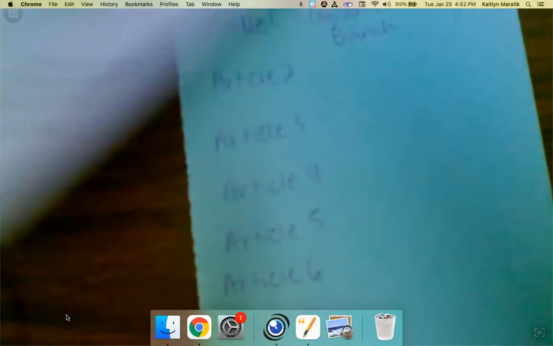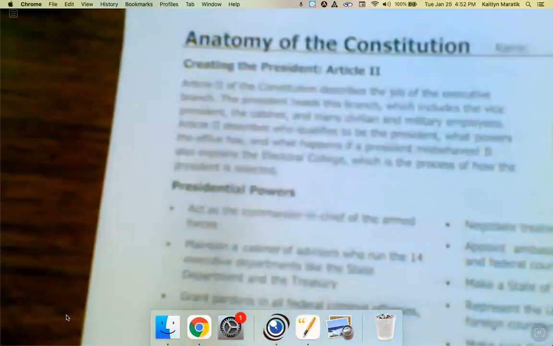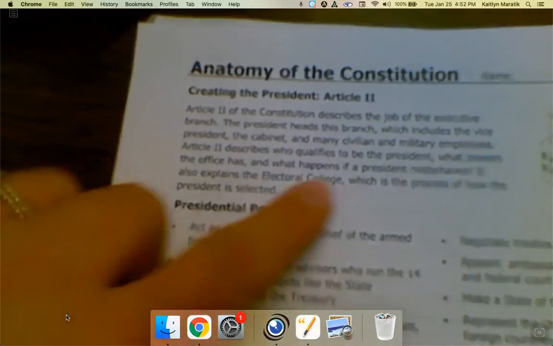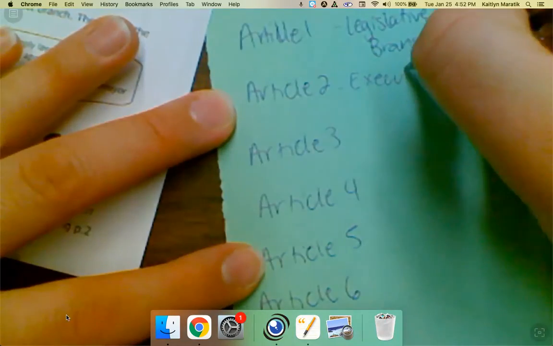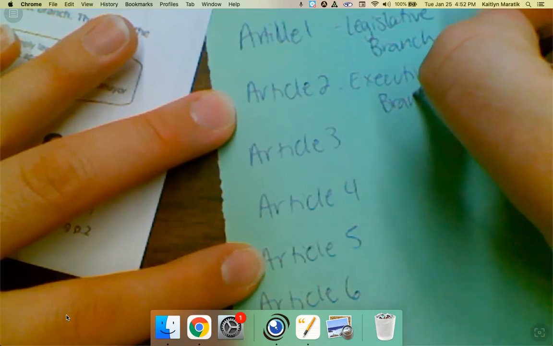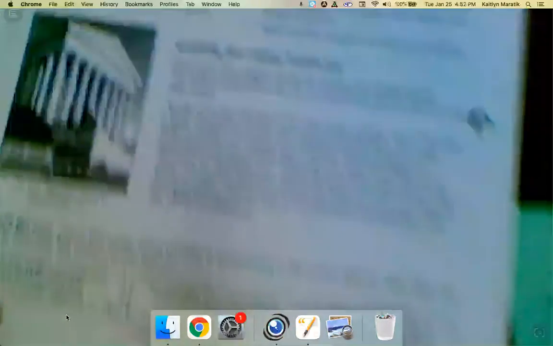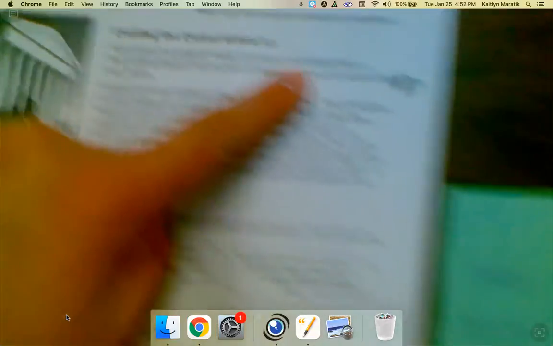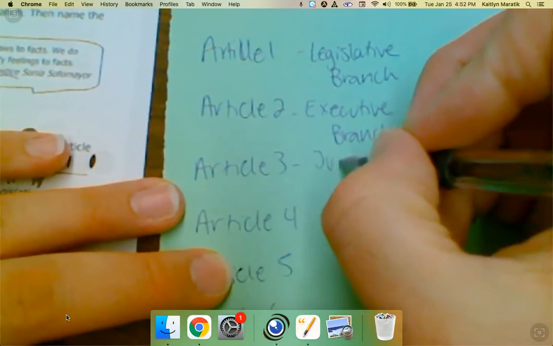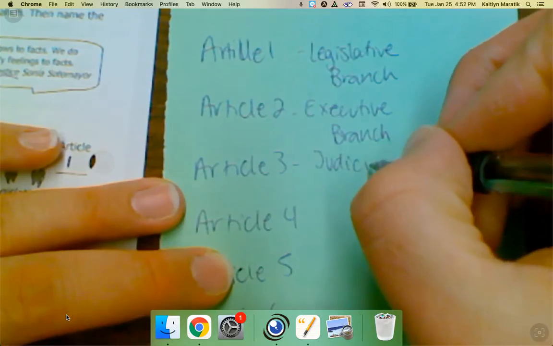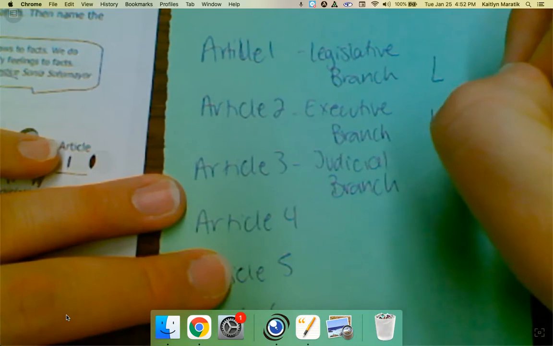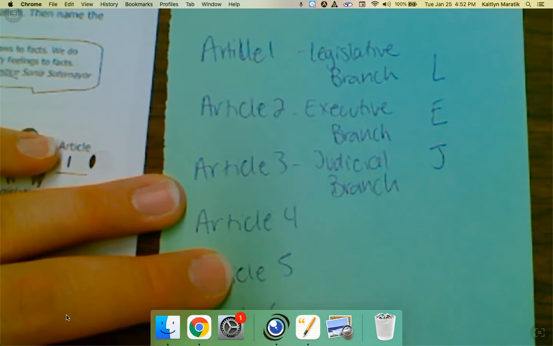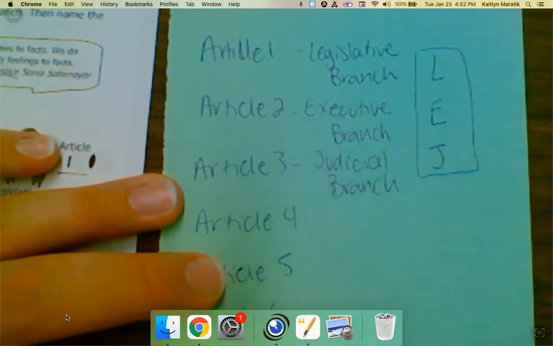The second one was creating the president or the executive branch. And the third one created the courts or the judicial branch. A way to help remember all of these is we've got LEJ. It's not leg, it's ledge. So that's a way to help remember those 3.